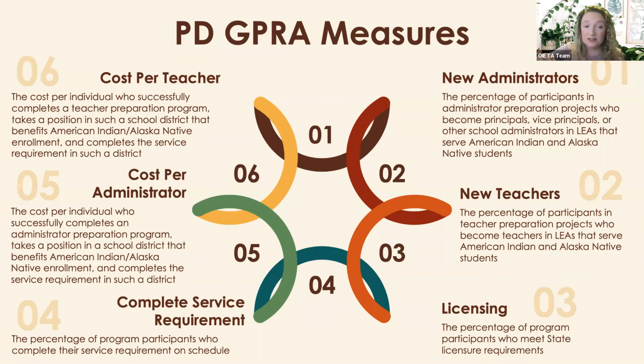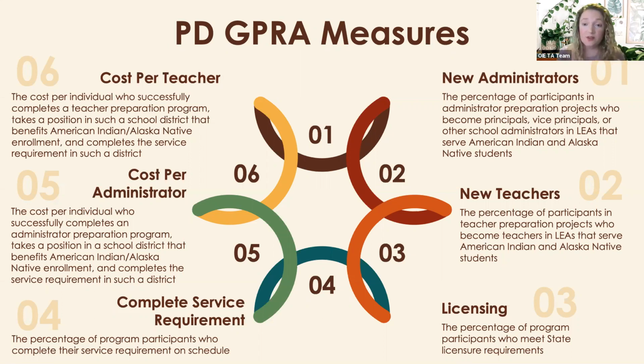5 and 6 are back to the same thing. If you don't do administrator certification and preparation, we don't need to know cost per administrator, but you'll need to do cost per teacher, or vice versa. So 1 and 2 depends on the services you provide, as does 5 and 6. 3 and 4 are for everybody. And if you offer both administrator and teacher, you're going to be doing all 6.